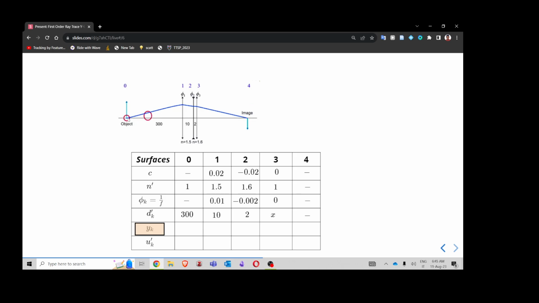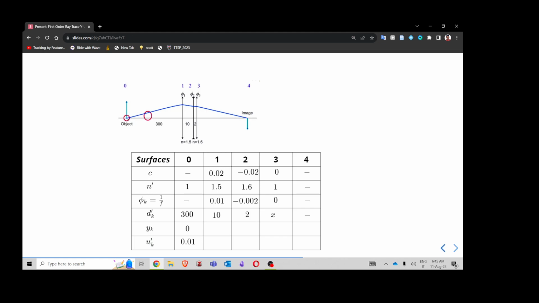So now let us shoot a ray from the object to the first plane. It's our decision; we can choose whatever ray we want. We have decided the ray height will be 0, and the angle in radians will be 0.01. So this is the value which we have chosen.